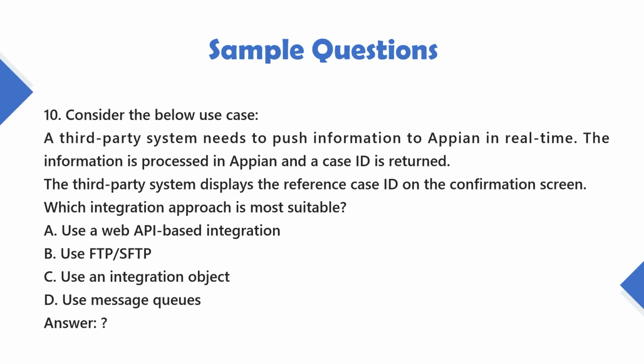10. Consider the below use case. A third-party system needs to push information to Appian in real time. The information is processed in Appian and a case ID is returned. The third-party system displays the reference case ID on the confirmation screen. Which integration approach is most suitable? A. Use a web API-based integration. B. Use FTP, SFTP. C. Use an integration object. D. Use message queues.